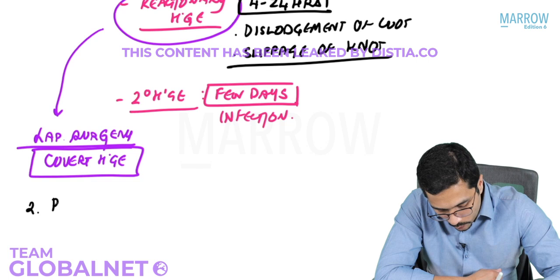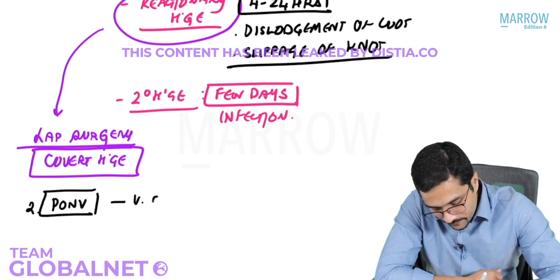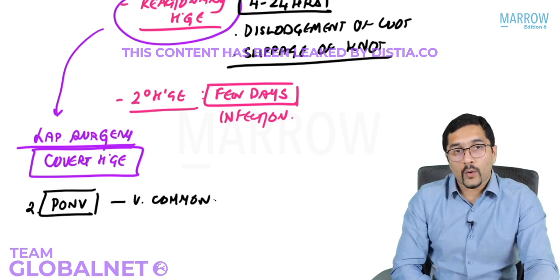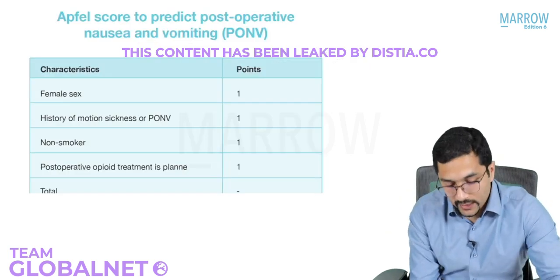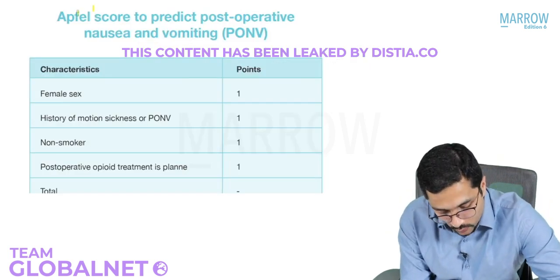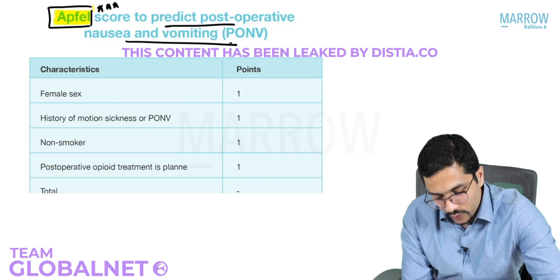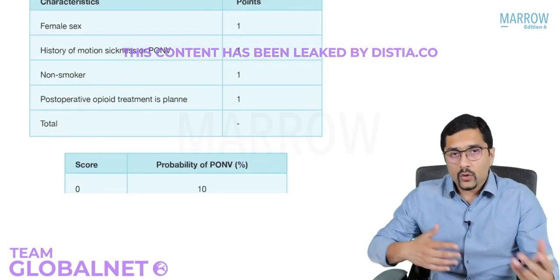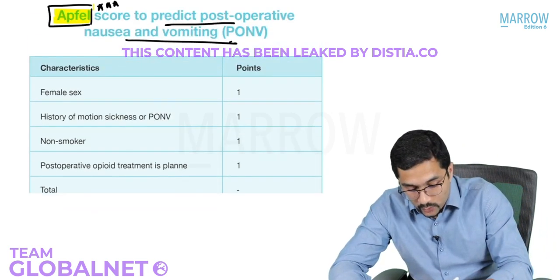Other problems are post-operative nausea and vomiting. This is also a very common complication which can occur following daycare surgery. And to assess post-operative nausea and vomiting, we have the Apfel score. This has also been asked in one of the exams. The term has been asked. The Apfel score is used for predicting nausea and vomiting. Again, you don't need to know the details of this score. You should just know that Apfel score is used.